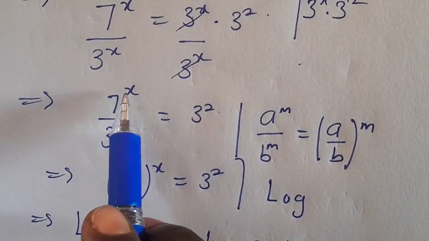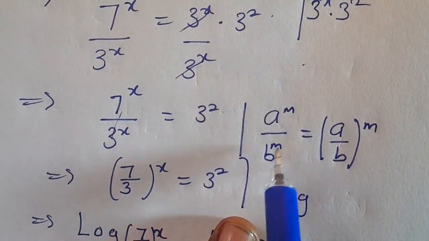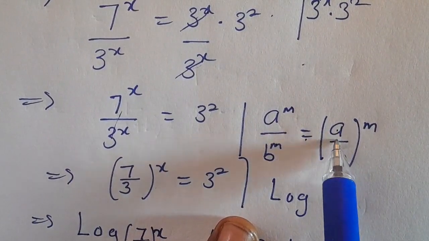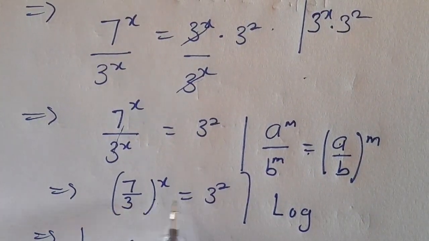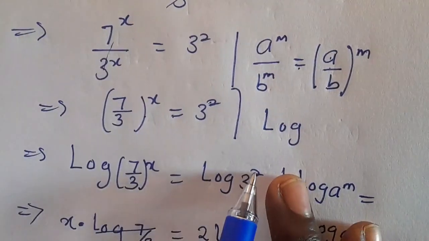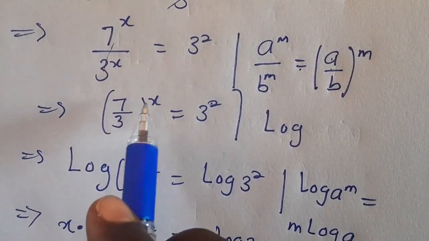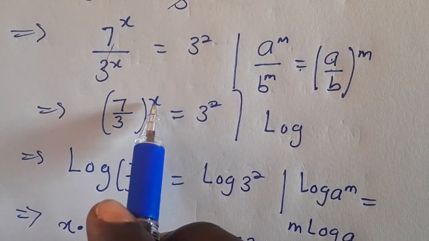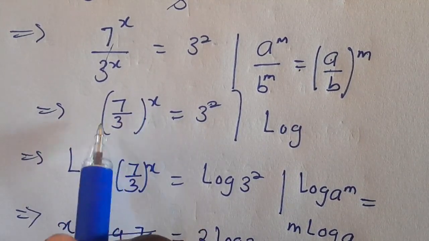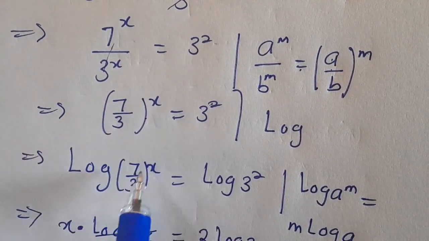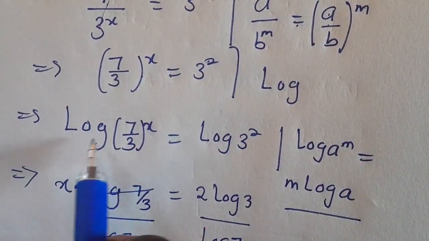But mind you that this is power x, this is power x. According to law of indices, when you have a to the power of m, b to the power of m equals a divided by b in bracket all to the power of m. Now, we got this equals 3 to the power of 2. Now, the only way to get the value of x or to make sure that we have x to be in base is by introducing logarithm. The moment when you introduce logarithm, this one will come here. That's why we introduce logarithm.